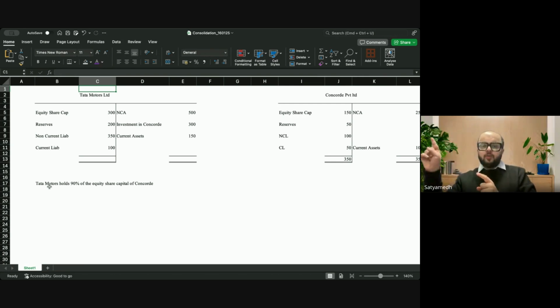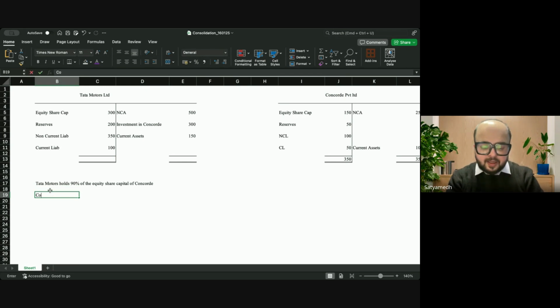And Concord Limited will have to listen to what Tata Motors is saying. Concord Limited cannot do whatever it wants. It has to listen to what Tata Motors is saying. If Tata Motors says close the plant at Pune, then Concord has to close the plant at Pune. I'm telling you in very, very rudimentary terms. So if there is one company which holds more than 50% shares of the other company, I say that this company gets control of the other company. And what do you mean by control? Control is basically the ability to direct.